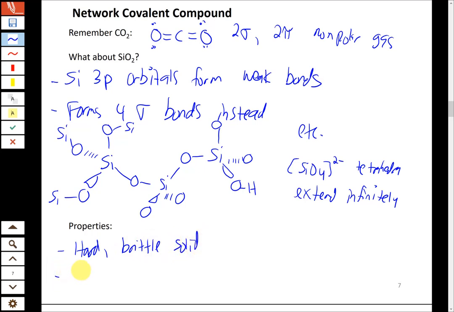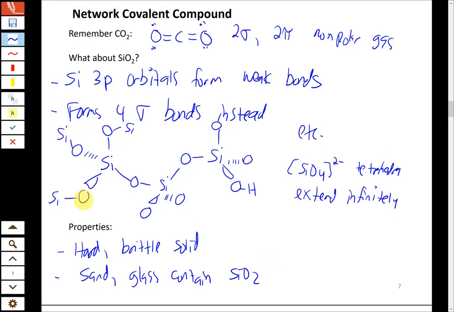Examples of network covalent compounds are sand, of which SiO2 is a major component, and then glass also contains SiO2. It's in an amorphous form, so it doesn't have a regular structure, but it's again going to be this sort of network structure with silicon-oxygen bonding going on in all directions. So that's the other major type of network solid, a network covalent compound. And this is really the only one we're going to talk about. So our entire discussion of network covalent compounds more or less fits on this one slide. Okay?